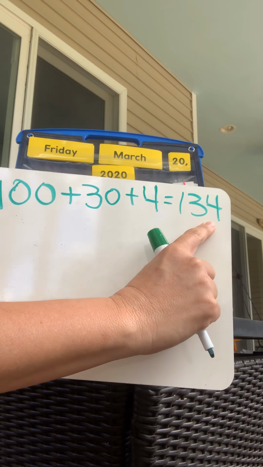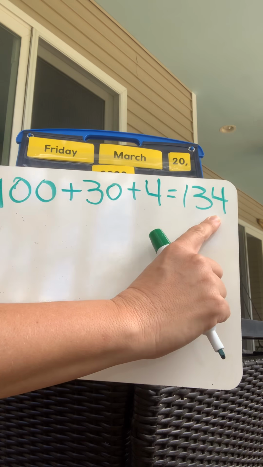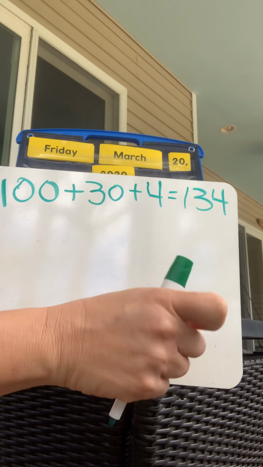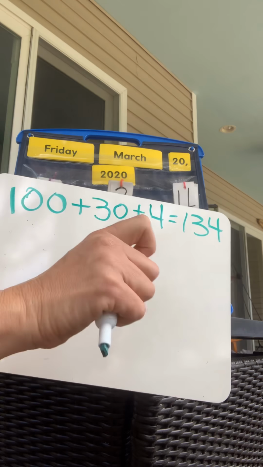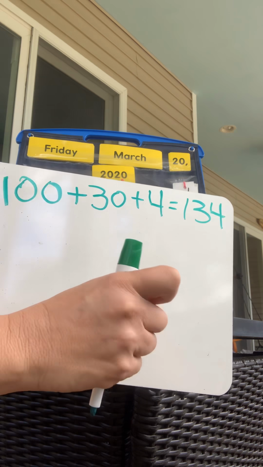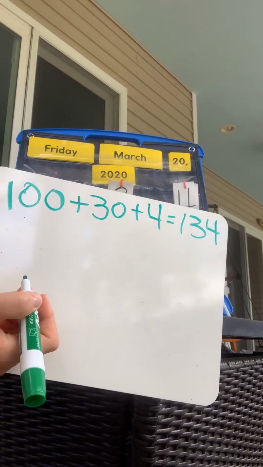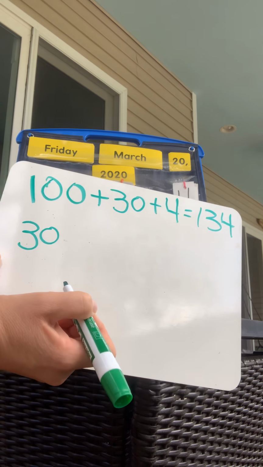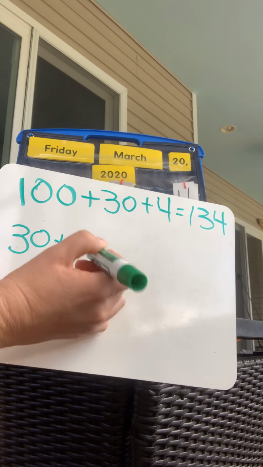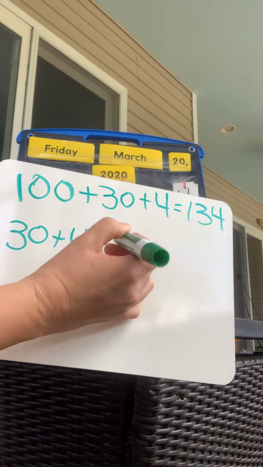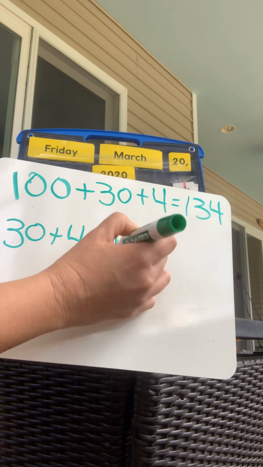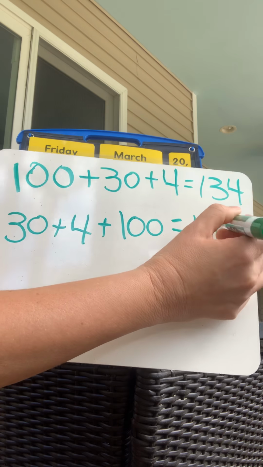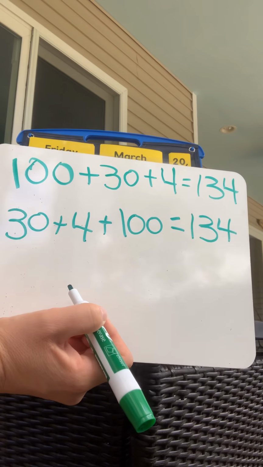That's expanded notation. 100 plus 30 plus 4 equals 134. How about a shoop shoop switcheroo? Remember, commutative property. You can add numbers in any order and the answer stays the same. How are we going to write it? 30 plus 4 plus, what have we not used? 100. It equals 134.